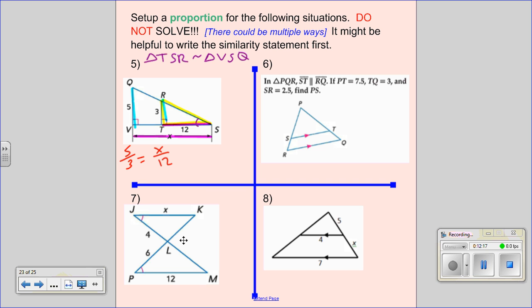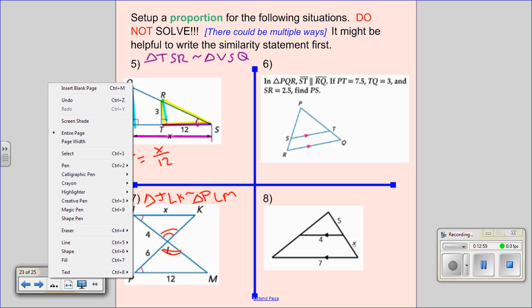On number 7, it has two angles already marked congruent, but you should always recognize bow ties whenever you see them. So let's go ahead and mark them congruent. So that means J corresponds to P and L corresponds to itself, which would leave K and M. So those would be the name of the triangle and the similarity statement. So again, you have two angles, which is enough information to say that they're similar.